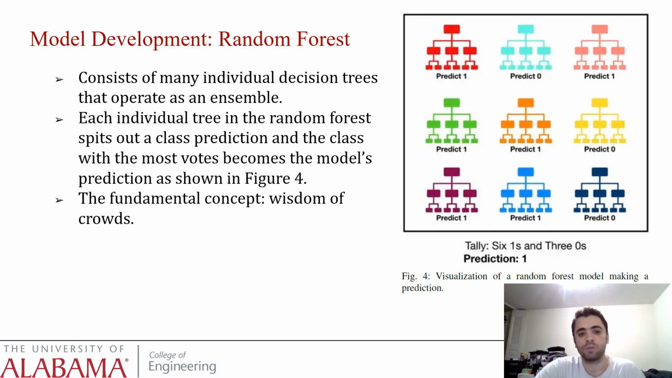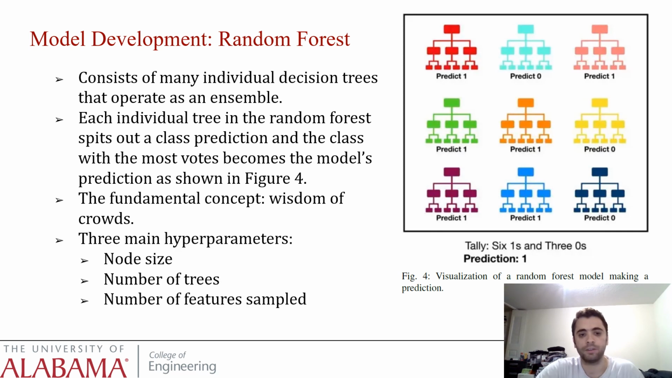The fundamental concept is basically the wisdom of crowds, and there are three main hyperparameters in the random forest: node size, number of trees, and number of features sampled.